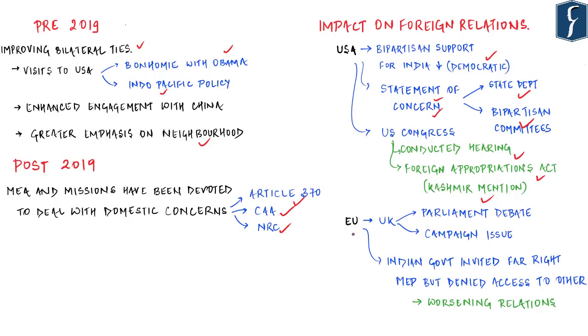Now, moving on to the European Union, the United Kingdom held a parliamentary debate on the Kashmir issue, and it also dominated the campaign for the position of prime ministership in the United Kingdom. As far as the relationship with the European Union is concerned, you might be aware that the Indian government invited far-right members of the European Parliament to Kashmir as observers, but the same access to Kashmir was denied to other members of the European Parliament who belong to other political ideologies. Now, this has led to worsening relationships with the European Union and many other countries as well.